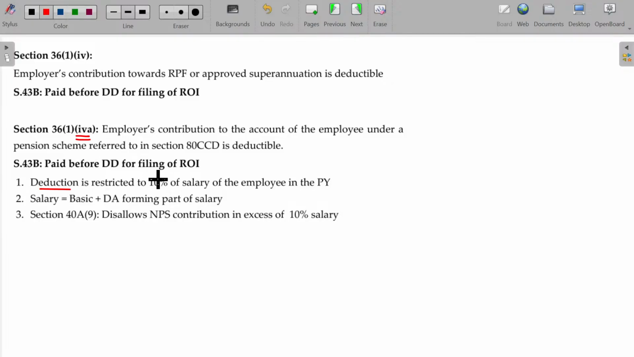Okay, deduction is restricted to 10% of salary and disallows NPS contribution in excess of 10% of salary as per section 48 class 9. Some of the sections you will not be able to understand while studying that, because they may be explained in detail in the subsequent classes. Once all those things are over, you have to go for revising. In taxation, you have to do multiple revisions. Only then can you master this.